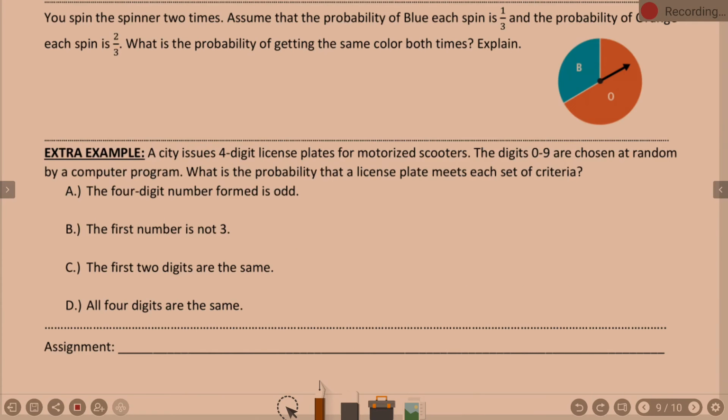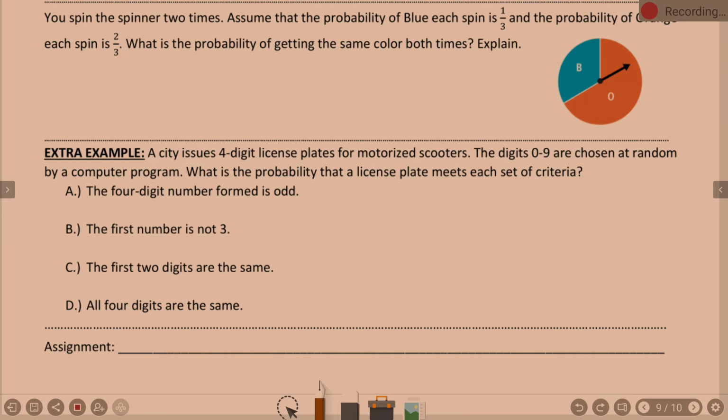First of all, we have a spinner. You spin the spinner 2 times. Assume the probability of blue each spin is 1/3, and the probability of orange each spin is 2/3. So notice they're labeled B and O. Probability of blue is 1/3, probability of orange is 2/3. What's the probability of getting the same color both times?